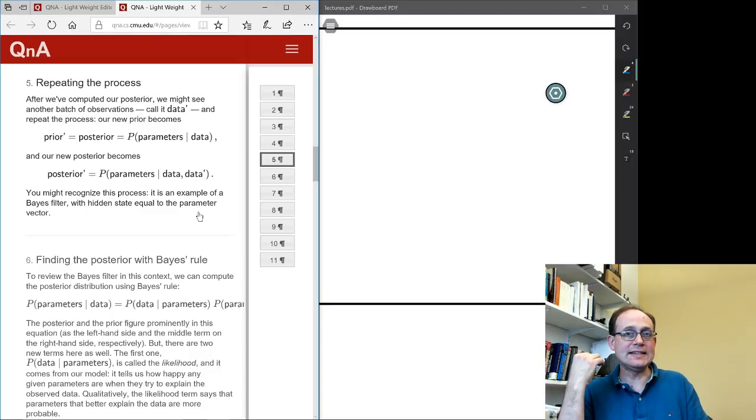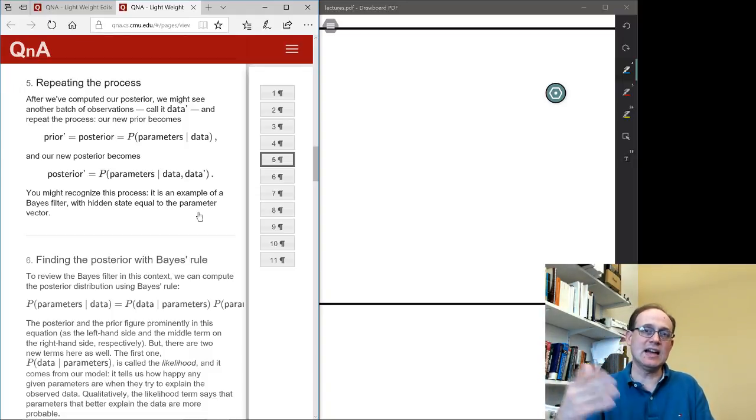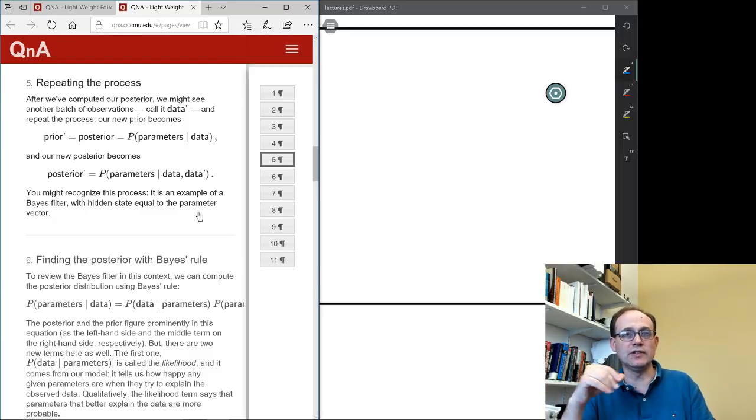And so this process should look familiar because it's exactly a Bayes filter, right? If we have a hidden state which is equal to our parameter vector, and we have a distribution that we keep updating after we see observations, that's exactly what a Bayes filter is, and it's exactly what our task is here when we're doing statistical inference in a model. And this particular use of a Bayes filter is ubiquitous in machine learning because all the time it happens that we start out with parameters and we get a stream of data coming in, and we just keep wanting to update our belief about the parameters given all of the data we've seen so far.